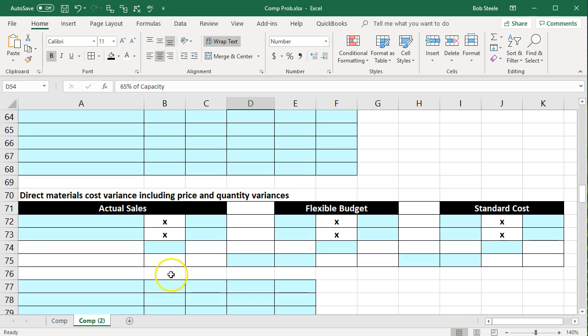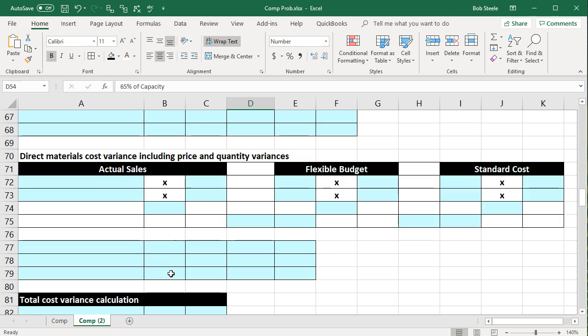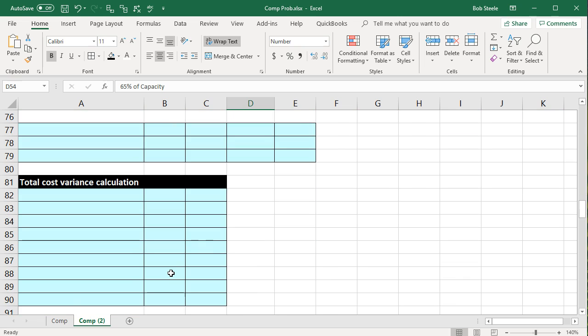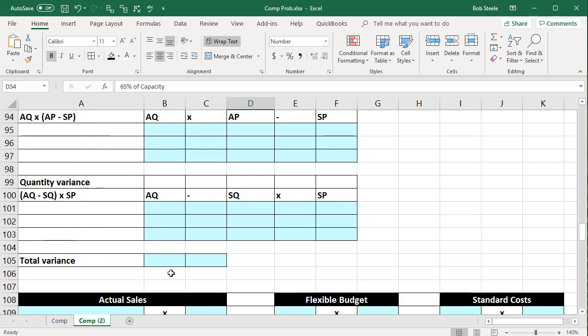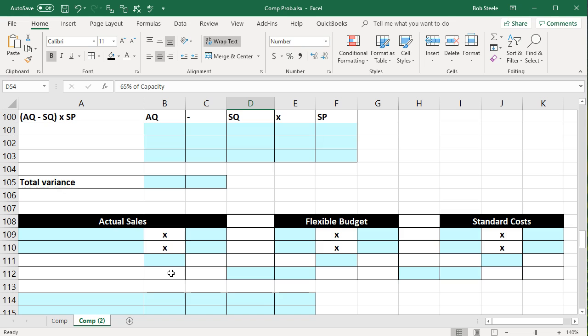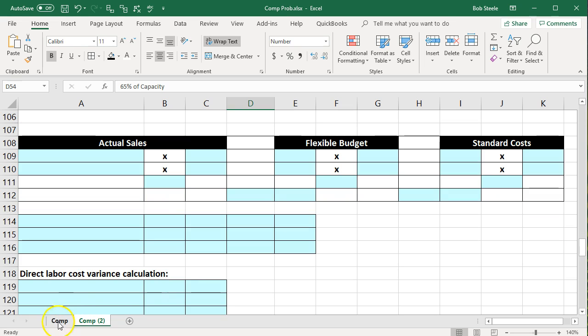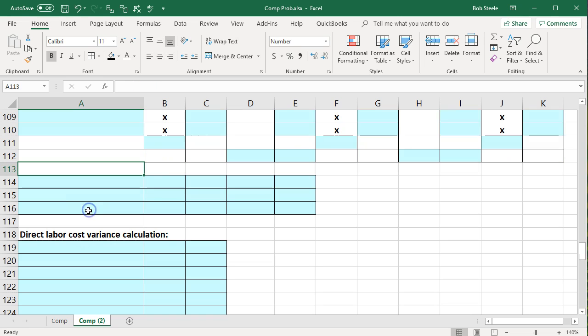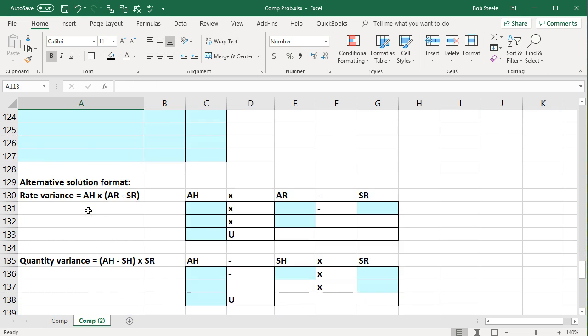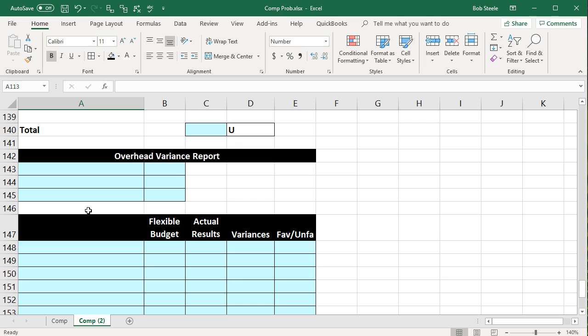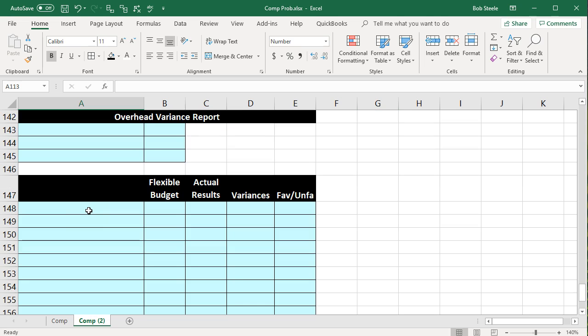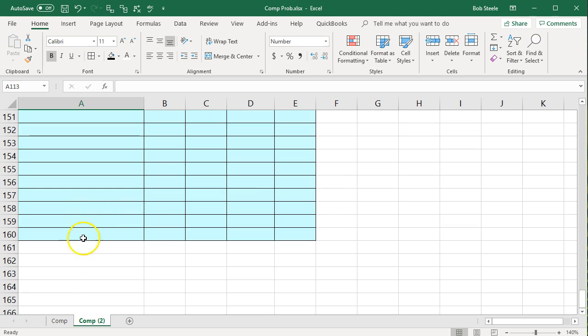And then we're going to have the direct materials cost variance. So we'll go through the cost variance, comparing the standard to the actual for the direct materials. We'll do that calculation a couple different ways, so we'll be able to see how to get there a few different ways. And then we'll have the direct labor cost variance. And again, we'll show how to get to the direct labor cost variance a few different ways. And then we'll have the overhead variance report, and we'll go through the overhead variance report.